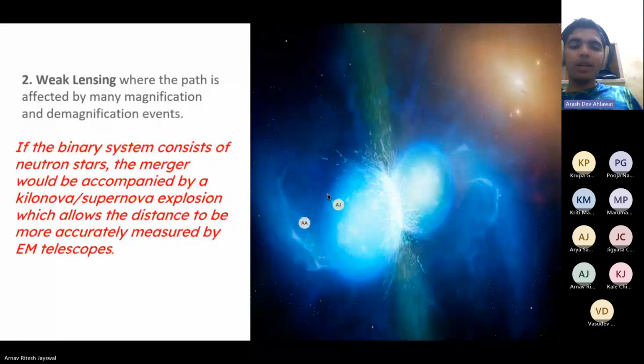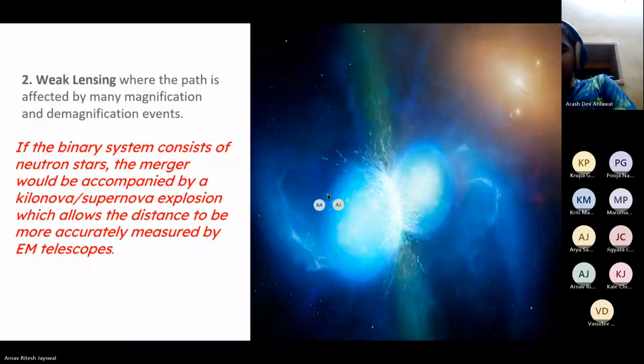Now, the image we are seeing consists of neutron stars, as we just discussed. This merger is what gives us a kilonova slash supernova explosion. This is another method. Once we get this supernova kilonova explosion, it is quite similar to supernova type 1A, which was studied. It has a specific, fixed magnitude of brightness, and you can use that to find the distance.